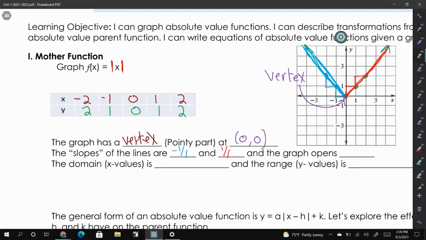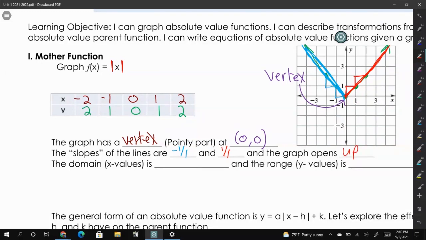So you'll notice that for an absolute value function, when we look at the two parts of the V, one has a negative slope, one has a positive slope. And the graph in this case opens upwards.